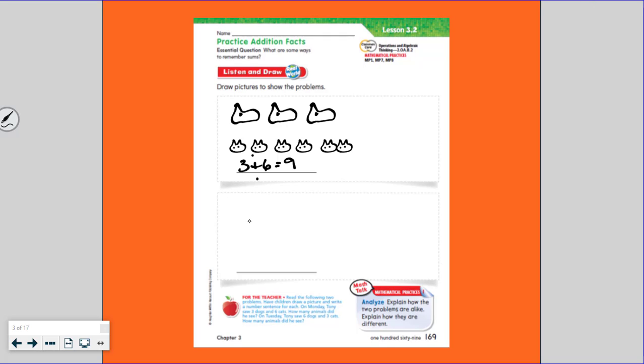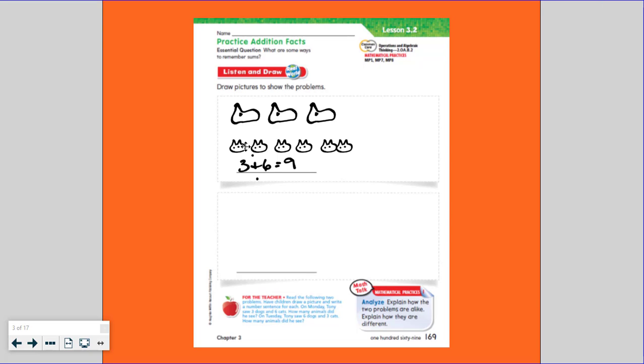All right, so for the next one, it says Tony saw 6 dogs and 3 cats. How many animals did he see? He saw 6 dogs and 3 cats. So pause your video, solve it on your own. Remember, don't forget to write the problem down here, and then we'll solve it together.